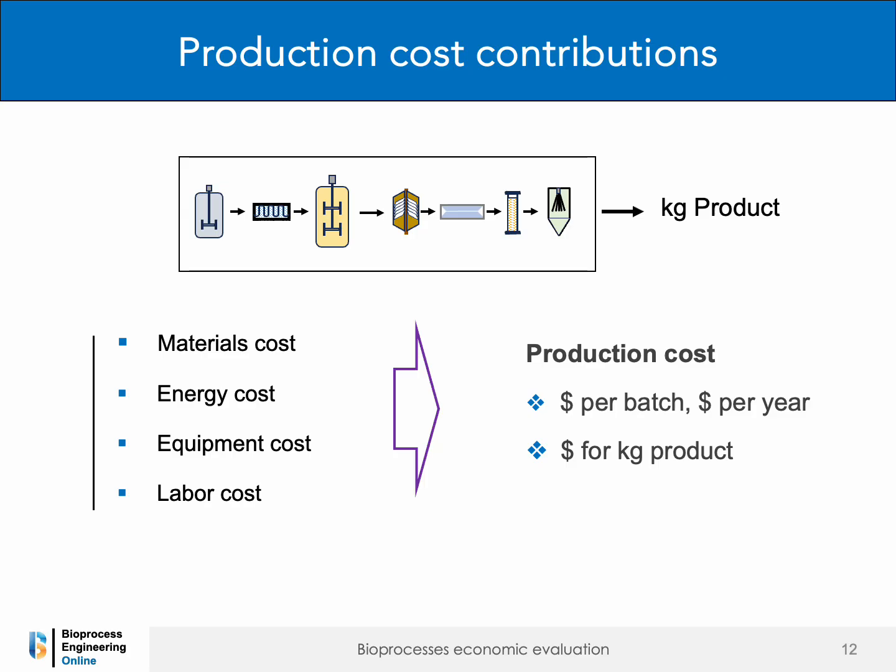The bioprocess production cost is initially evaluated per batch or annually, and subsequently per kilogram of product. It encompasses all expenses related to materials, energy, equipment usage, and labor.